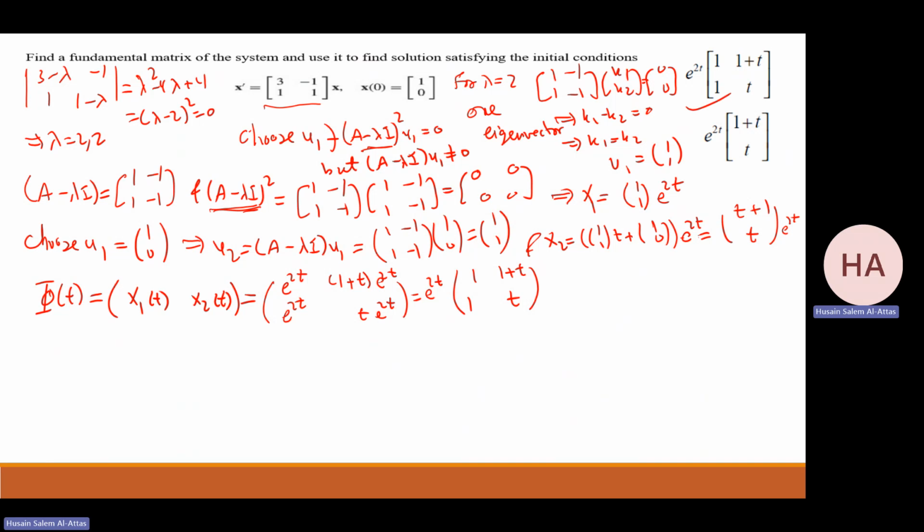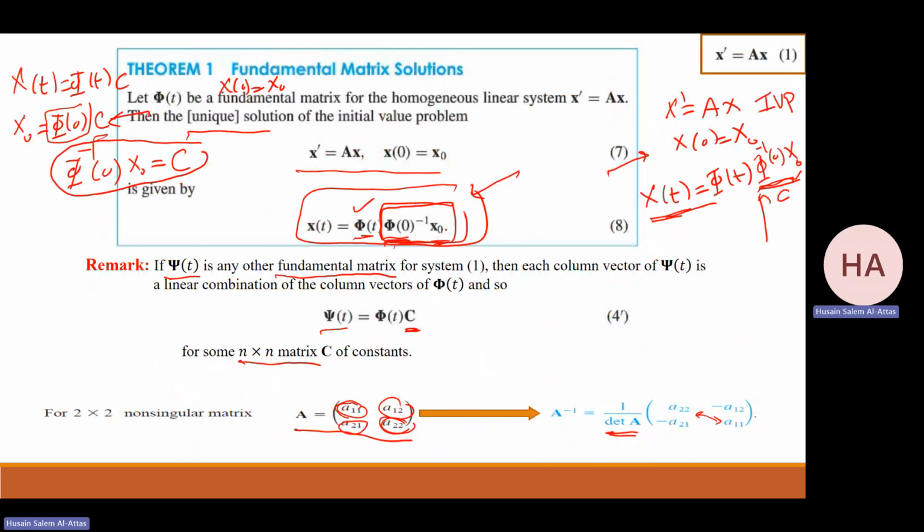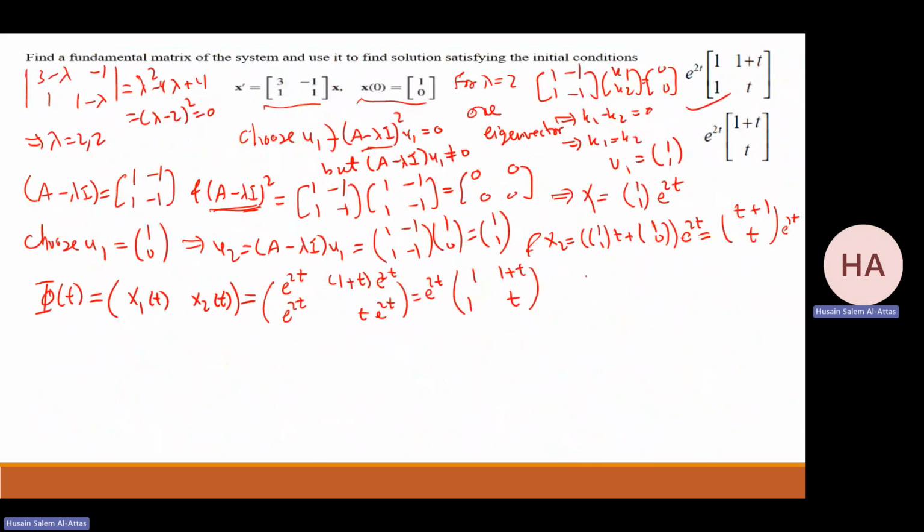Now I need to do what? I need to solve the system. So I need to find phi at 0. Don't forget to solve the system. I need to find the c through this. And we know that the general solution will be 5t times c. How to find the c? Through phi at 0. Phi at 0 will be what? For t equal 0, e to the power 0 is 1. So I have 1, 1, 1, 0.